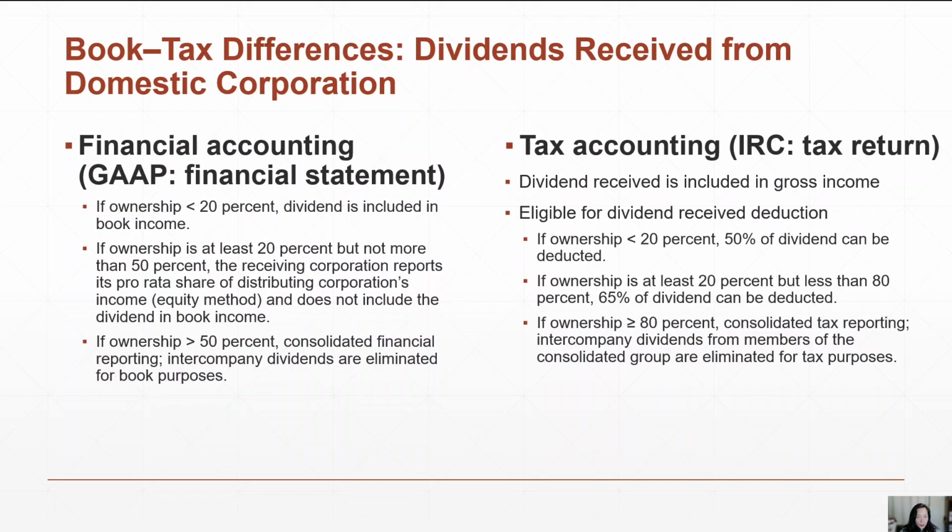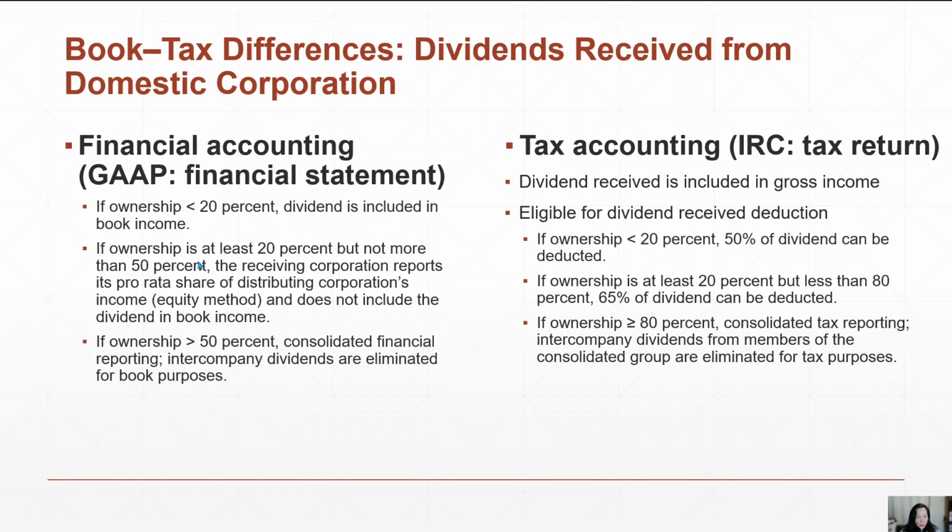Okay, let's take a look at the dividends received from domestic corporations. The dividends received deduction is definitely a heavily tested item on the CPA exam because of its unique characteristics. For dividends received from domestic subsidiaries, from a financial accounting perspective, if the ownership is less than 20%, the dividend is included in the book income.